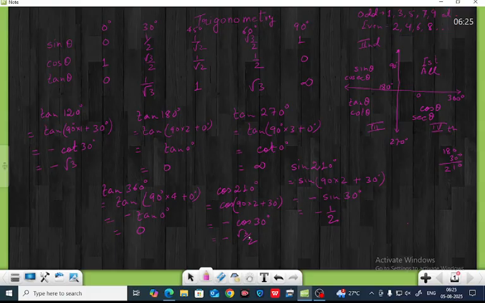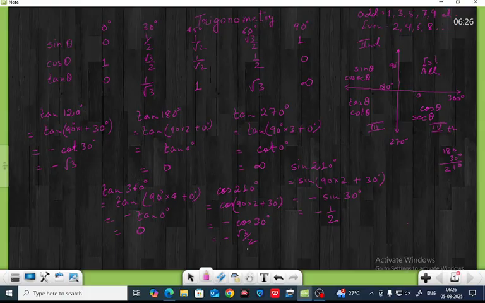Therefore, we got the value of cos 210 degrees as minus root 3 by 2. In this way, you can find any value of sin theta, cos theta, tan theta.